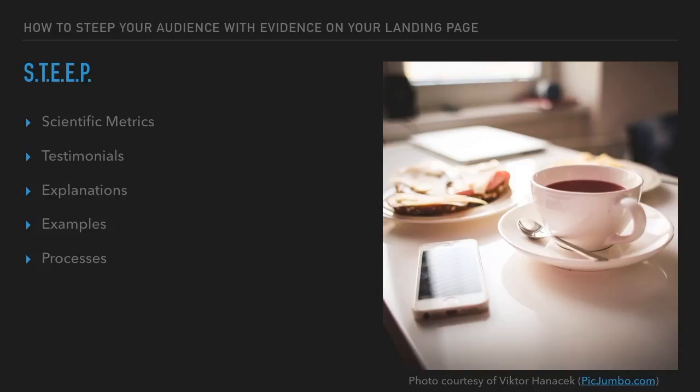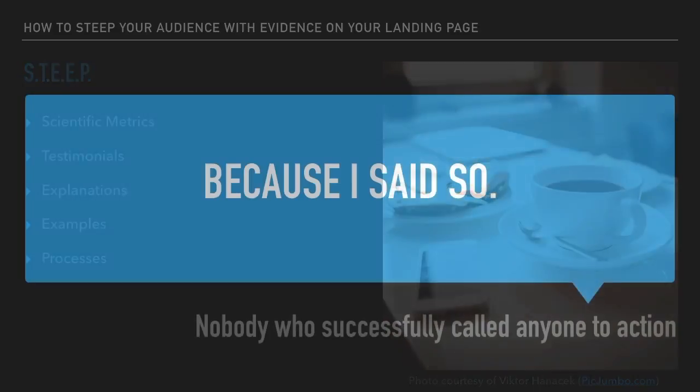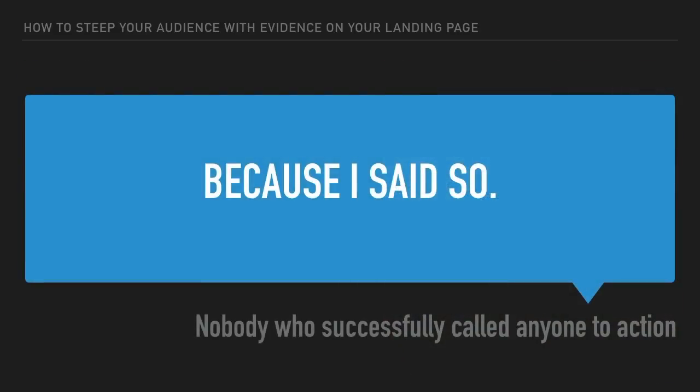Now you may think that STEEP is overkill, but I think that it's helpful if you're struggling with verifying your solution and convincing people to take your call to action. Otherwise, you might be expecting people to take action only because you say so. And "because I said so" doesn't really convince people to take action.